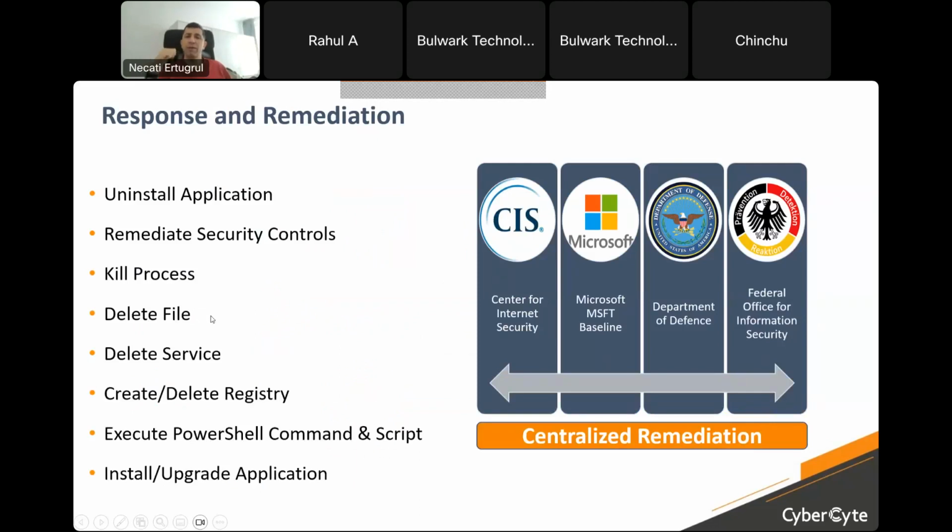We can uninstall an application, we can remediate security controls and fix the problems in hardening. We can kill a process, delete a file, delete a service, maintain the registry, execute any PowerShell command or script, or we can install and upgrade applications. For example, again, in our customers, if EDR is not installed, install it. If antivirus is not up to date, force an update. All routine maintenance of the security applications can be done through our platform.